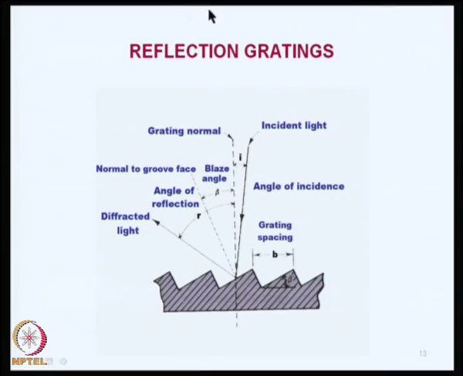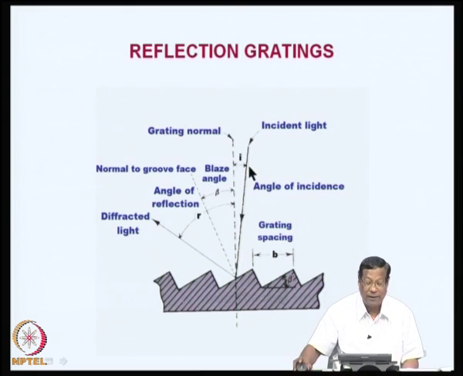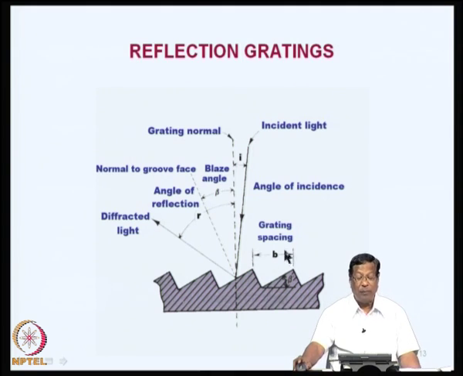This is the general design of a reflection grating. Here you can see that this is the grating normal, this is the angle of reflection, and this is the blaze angle, and this is directed light, and incident light falls on the broad surface, and B is the grating spacing. That means, the uniformity of this spacing makes all the difference in the quality of the grating.